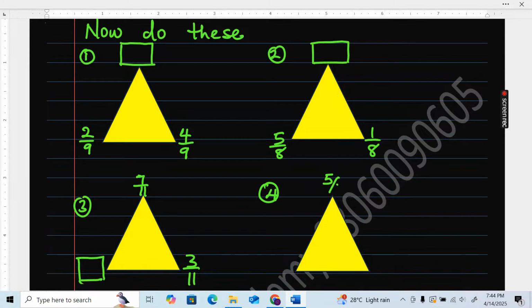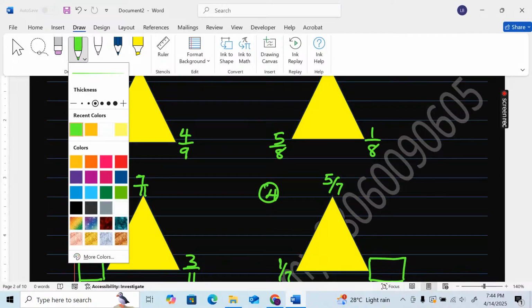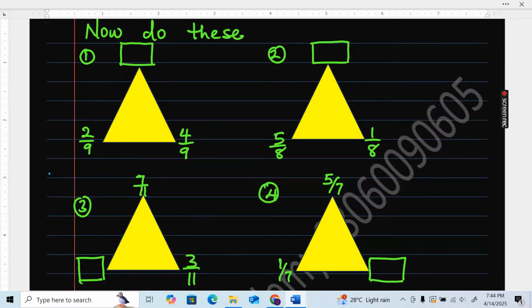Above, we have 5/7. We have 1/7 here. Then, right here, we don't know what will be there. So, we need to show our workings. Now, let's move on to show our workings. Now, look at number 1.